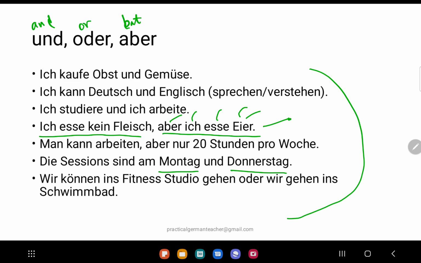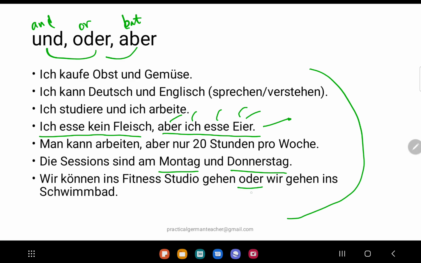When you use und, oder, aber, you can use them within a sentence, right? For example, here und Gemüse, right? Deutsch und English. Or you can use these to combine sentences. For example, ich studiere und ich arbeite. So you can use und, oder, aber to combine sentences or to combine nouns, objects within a sentence, right? I hope you get this.